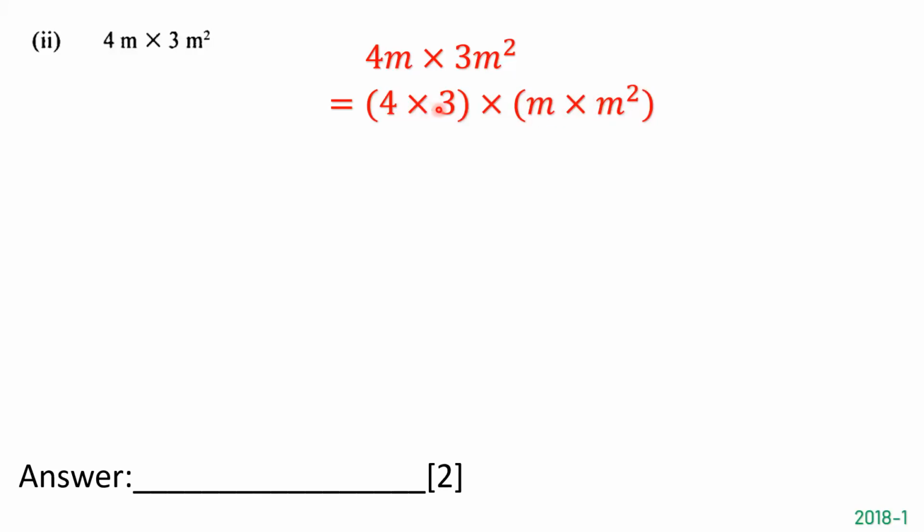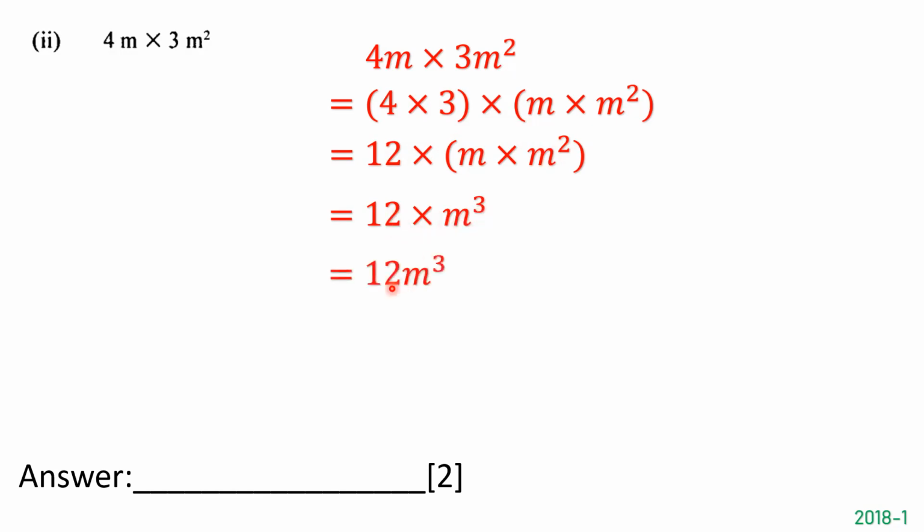Well, 4 multiplied by 3 is definitely 12. And m multiplied by m squared is m to the third power. And so we have 12 multiplied by m to the third power, which is going to be 12m to the third power. And so that's our final answer, 12m to the third power.